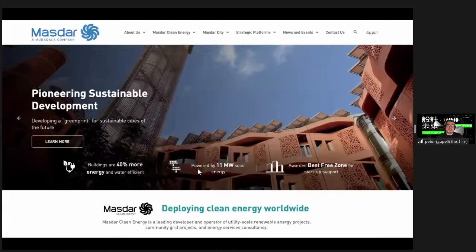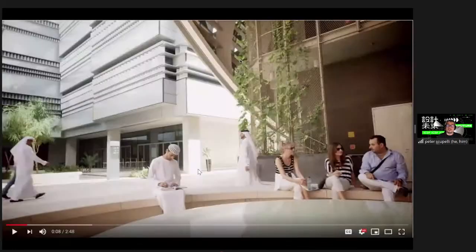And so Masdar is the backdrop within which students learn about STEEP forces, so that's social, technological, economic, environmental, and political forces. And they use that to try to make sense of Masdar. And then also they use Masdar as a backdrop in which to design innovative products, services, and environments for everyday life in Masdar, should that become expanded and more than just a pilot.